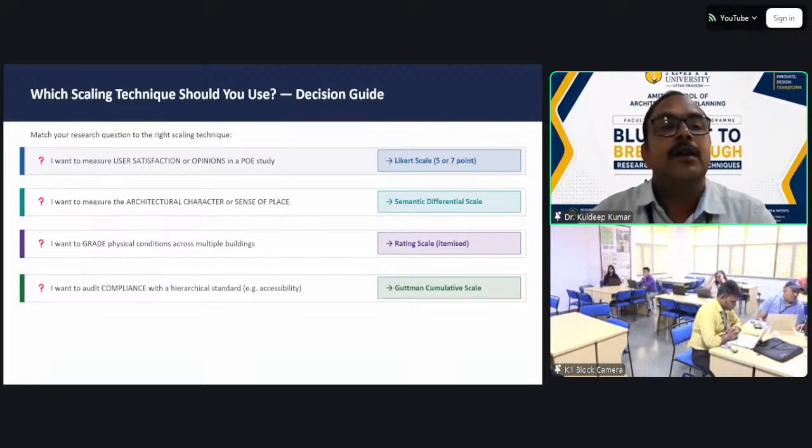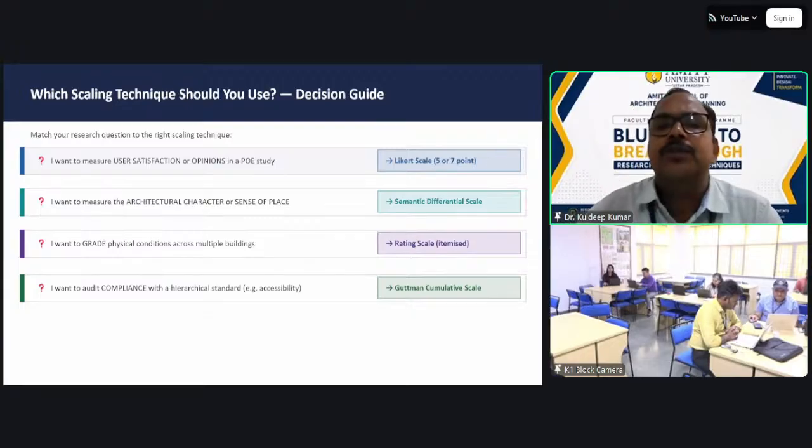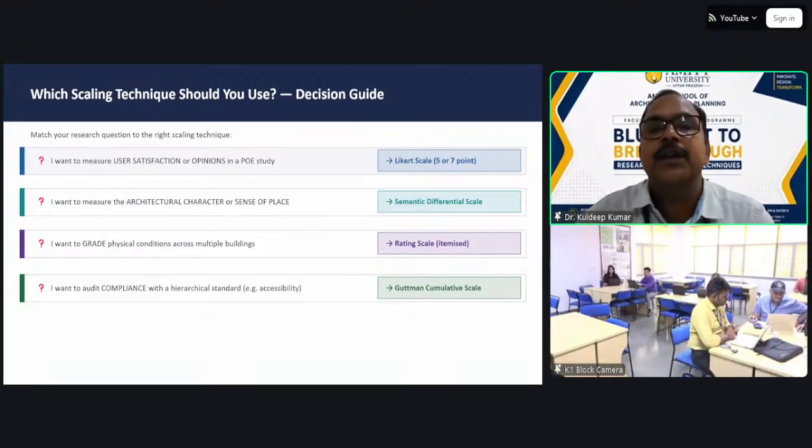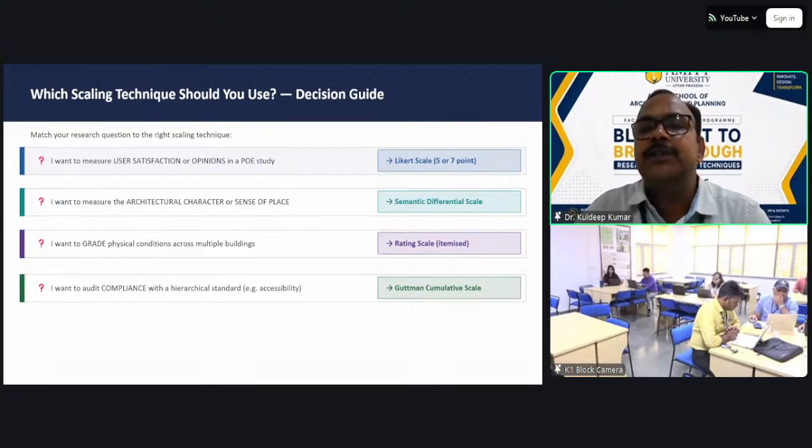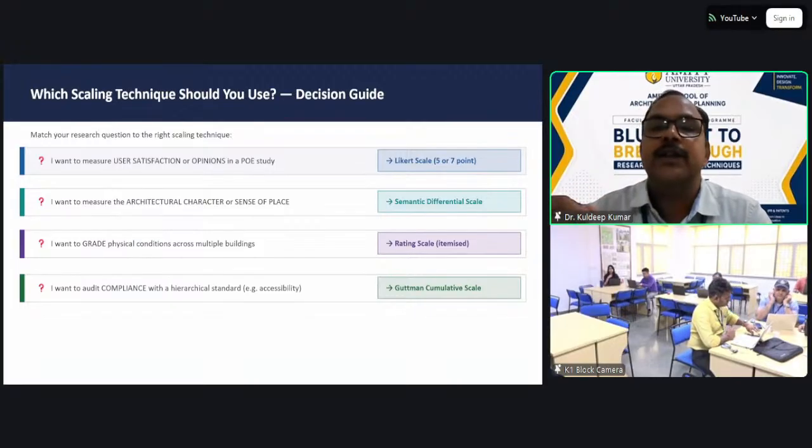Now let's see which scale is suited where. Let me give you the most practical examples in that. So let's take the first question. If you want to measure user satisfaction or opinion in a post-occupancy evaluation study, which scale is to be used? The most appropriate scale is the Likert scale, 5 or 7 point, because it is simple to administer, it is familiar to respondents, and it produces data that can be statistically analyzed.